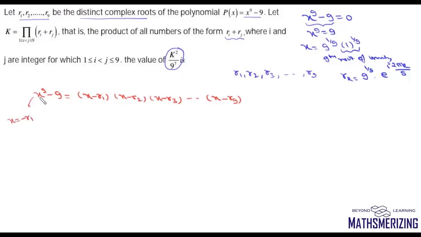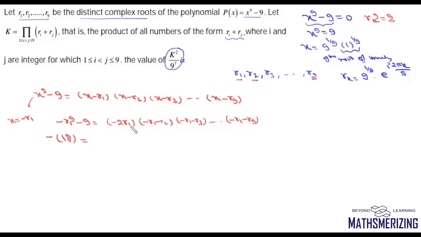So if I put x as minus r1, we'll write minus r1 to the power 9 minus 9, and this is minus 2r1 times minus r1 minus r2, minus r1 minus r3, and minus r1 minus r9. So I can write it as minus r1 to the power 9. Now since r1, r2 up to r9 are roots of this equation, any rk to the power 9 will simply be 9. So we can write 9 plus 9, 18, so it will be minus 18.